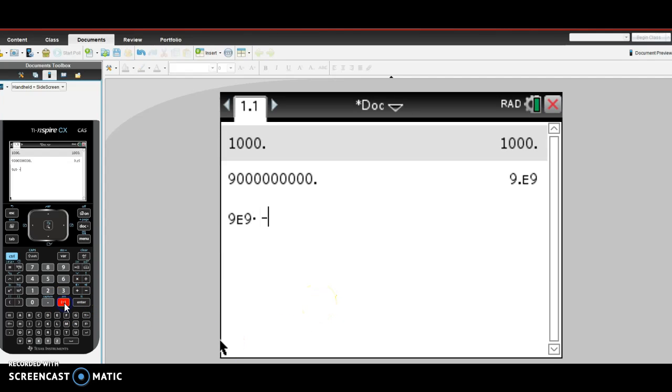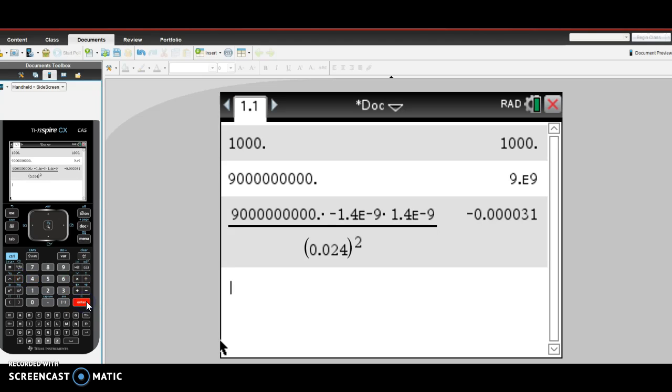Make sure you use the negative button, not the minus button. Negative 1.4 E negative 9 times positive 1.4 E negative 9, divided by 2.4 centimeters, which would be 0.024 meters, squared, distance squared.